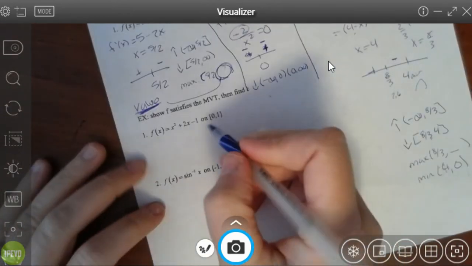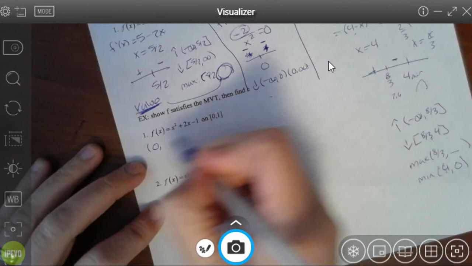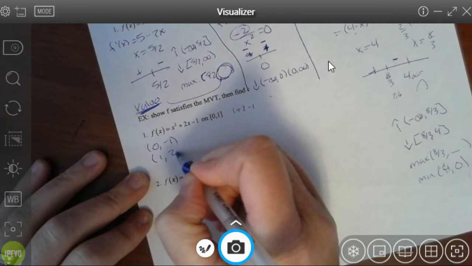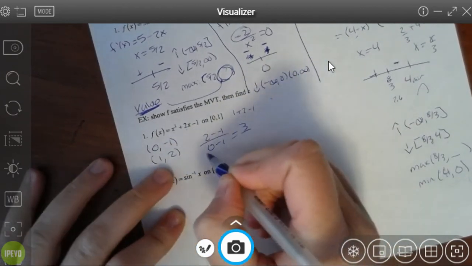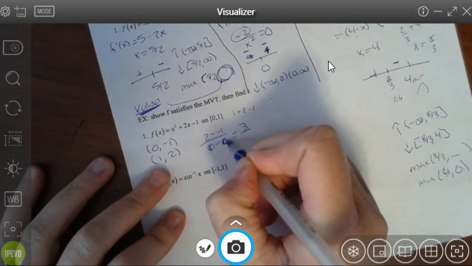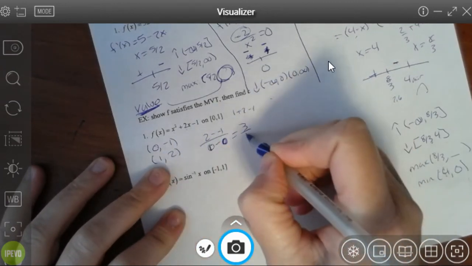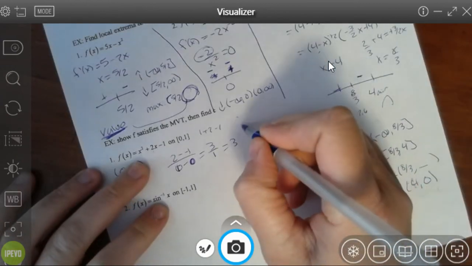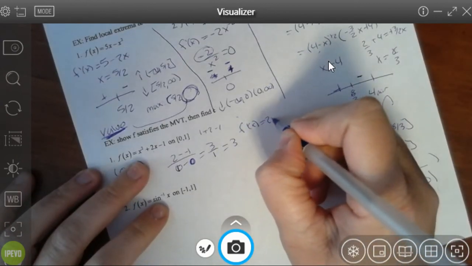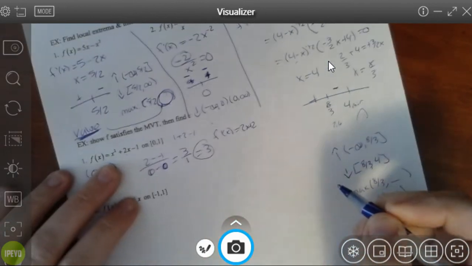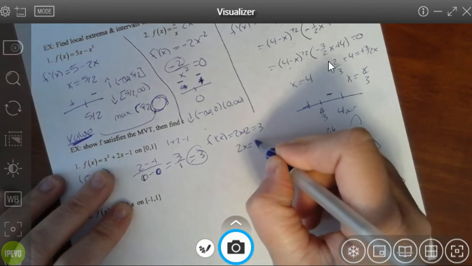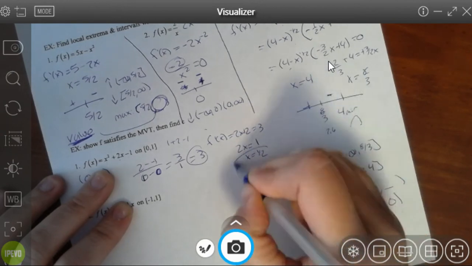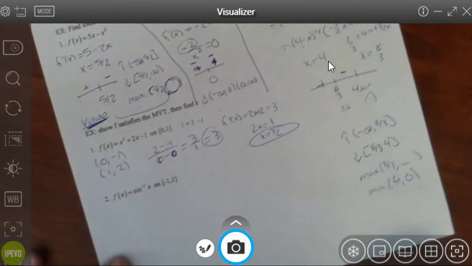So mean value theorem here, remember you plug in your 0. So you get 0, you get negative 1, plug in 1. So 2. So 2 minus negative 1 over 0 minus 1. Oh, wait, I did that backwards. So 3. So then I do the derivative. So 2x plus 2. And I'm going to set it equal to the mean value theorem result. So subtract that over. So 2x equals 1. So x equals 1/2. So the value happens at 1/2.